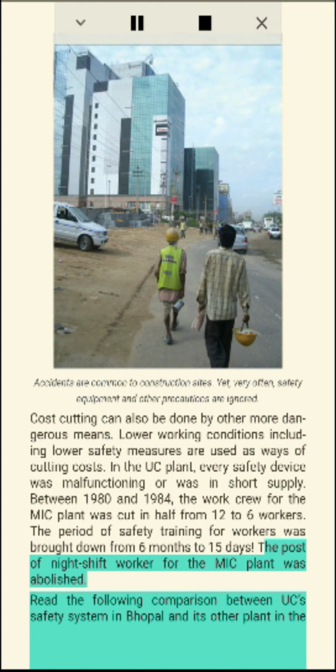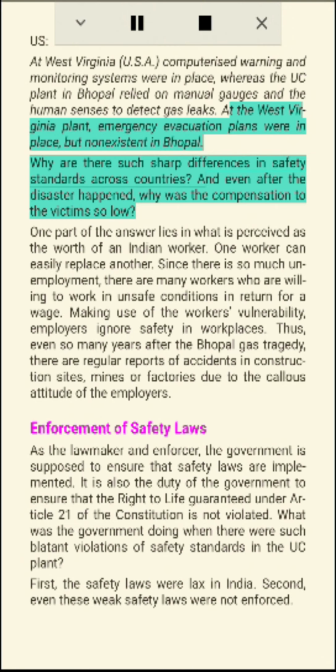Read the following comparison between UC's safety system in Bhopal and its other plant in the U.S. At West Virginia, USA, computerized warning and monitoring systems were in place, whereas the UC plant in Bhopal relied on manual gauges and the human senses to detect gas leaks. At the West Virginia plant, emergency evacuation plans were in place but non-existent in Bhopal.